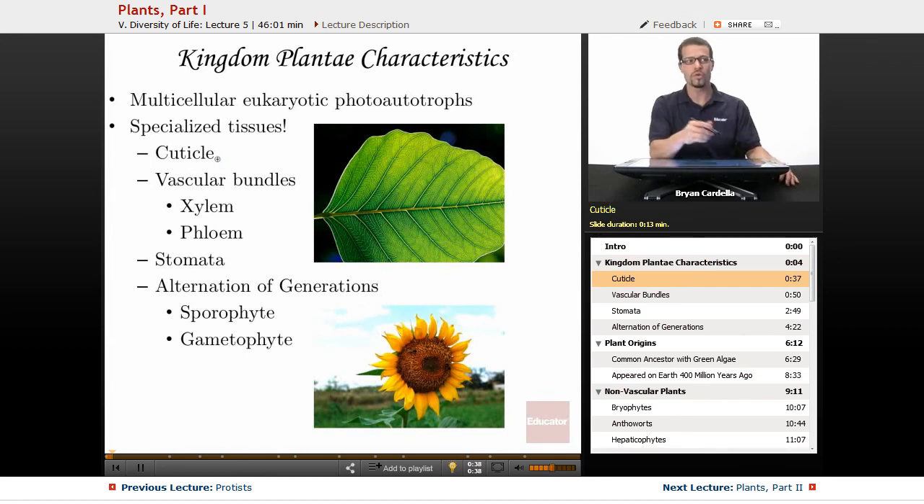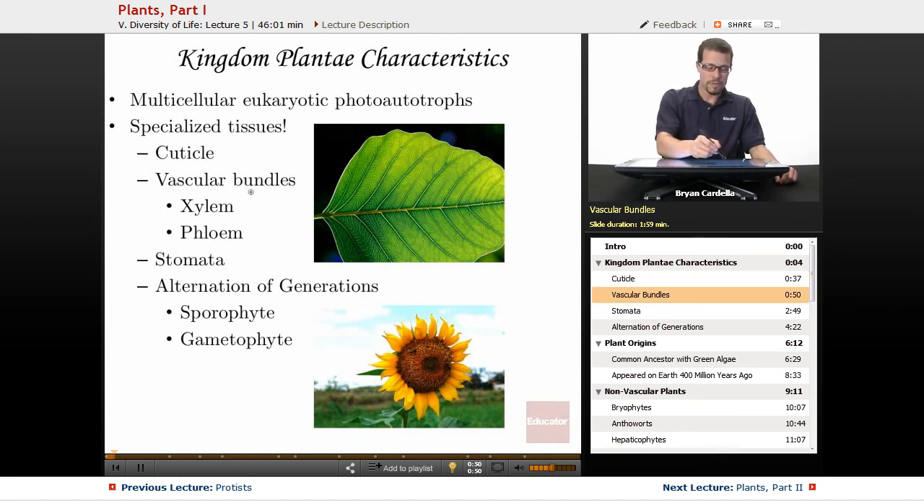Cuticle. A cuticle is an outer coating that can be found most abundantly on the leaves. It's a waxy protective coating that helps prevent water loss. And that's very important if you're a plant. Water is precious.